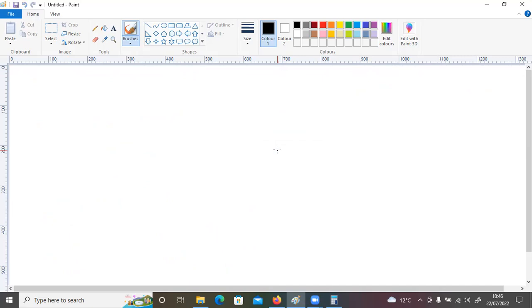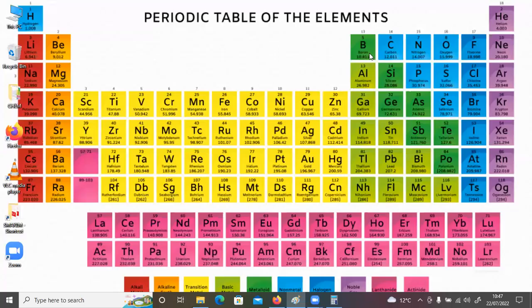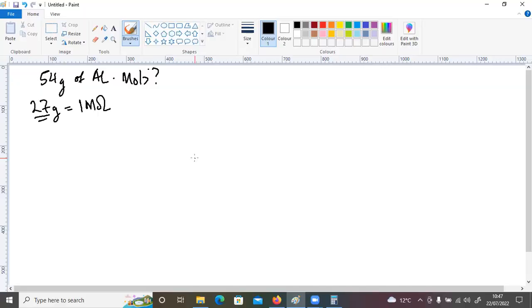How many moles are there in 54 grams of aluminium? I have 54 grams of aluminium. How many moles? I know that 27 grams of aluminium is equivalent to 1 mole, because I know that aluminium is 27. I go back to my periodic table. Aluminium is right there, you see 26.98. This is usually approximated to 27. So 27 grams of aluminium is 1 mole of aluminium. So 54 grams of aluminium is equal to how many moles?